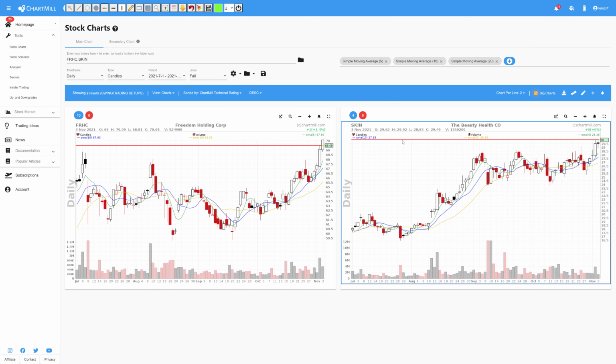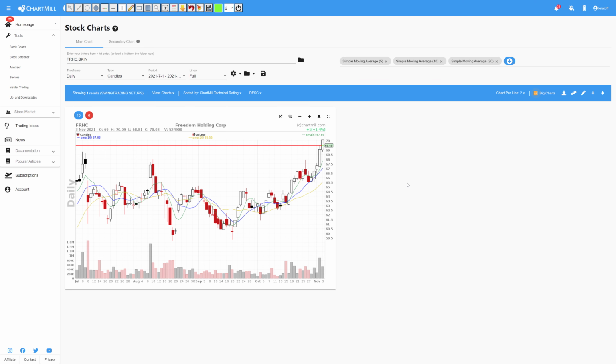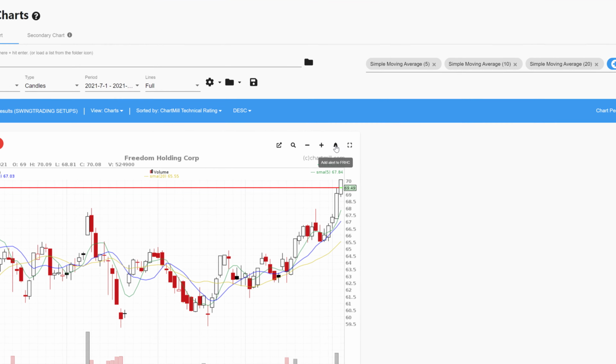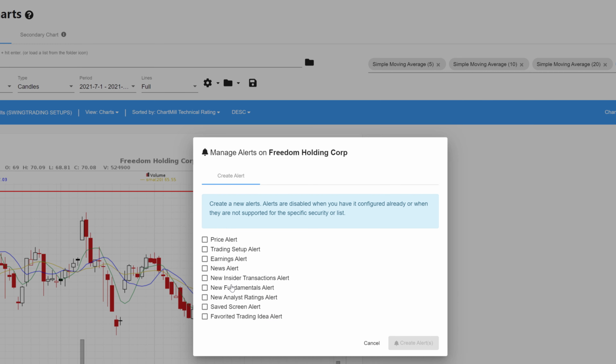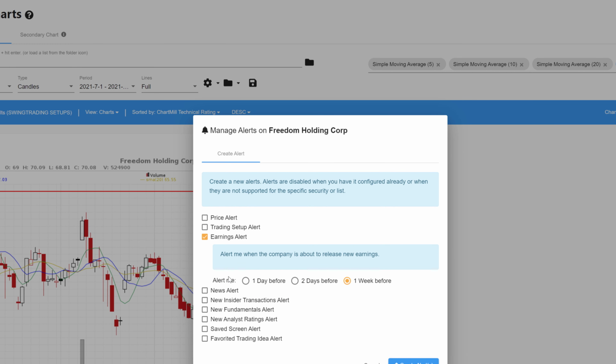For all open positions, I add an alert. I want to be warned in advance when the company will announce quarterly results. To do this, click on the bell icon at the top right of the chart and select Earnings Alert. Select whether you want to be alerted 1 day, 2 days, or even a week in advance. Other interesting options are the News Alert and the Insider Transactions Alert. If you also want to be informed of these alerts, then check the box.